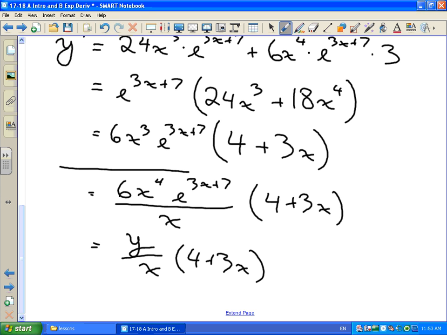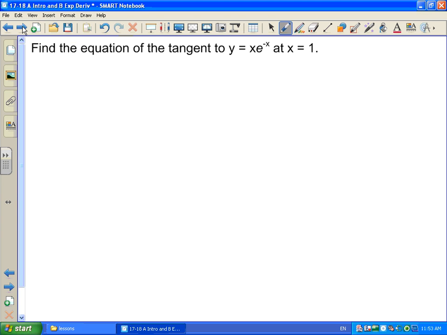So let's take a look at an example, sort of an application type question here. Find the equation of the tangent to y equals x e to the minus x at x equals 1. Okay. So this is the kind of question that you've done, I don't know, at least 20 times by now in the course. Finding the equation of a tangent to simplifying. The only difference is what derivative laws we have to apply.